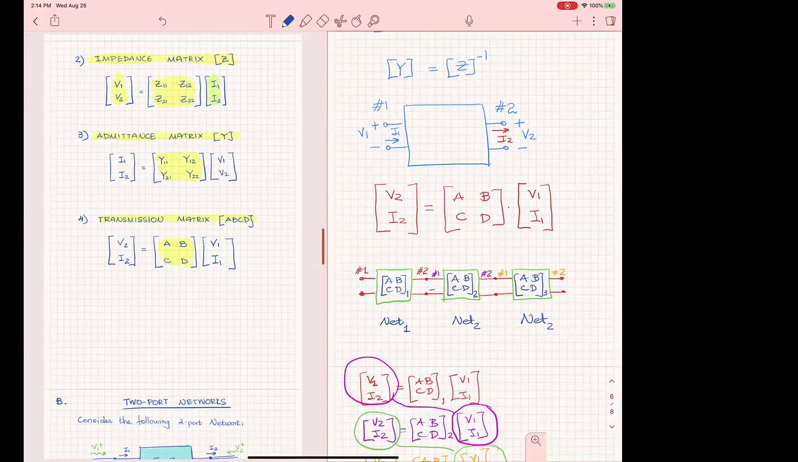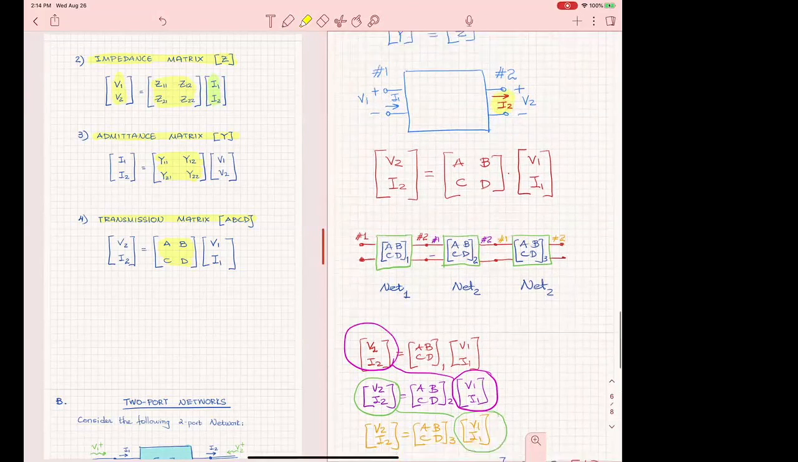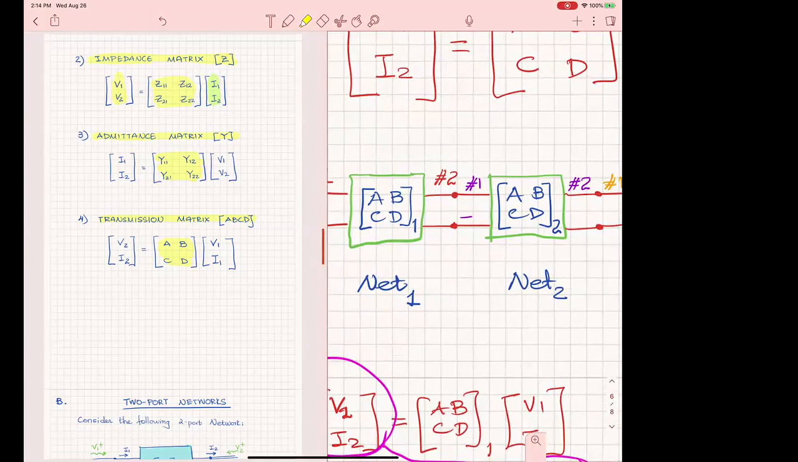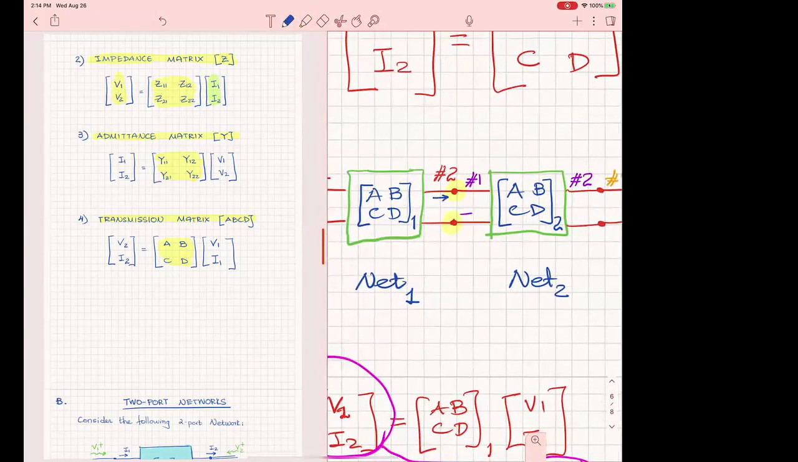Now you will be able to see at this point why I had to use this direction for I2, here. I used it because if I look at this connection between the two networks, you see that I need to have a direction like this at the output current. So then it becomes the input current in the following network.